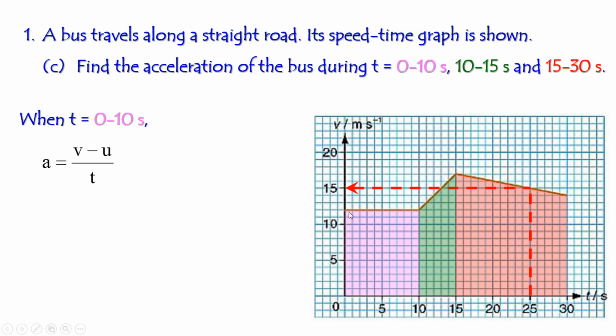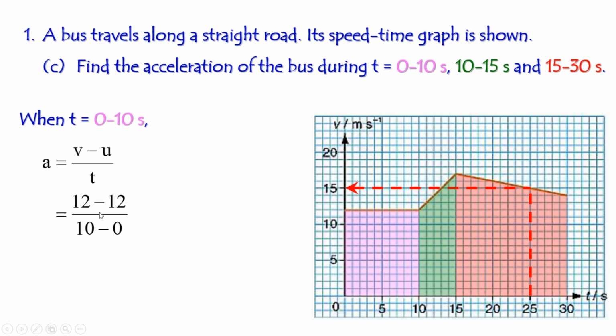So look at the graph again. From 0 to 10 seconds, what is the final speed during this part of the journey? That means the speed of the bus at 10 seconds, which is equal to 12. And the initial speed of the bus is equal to 12 again. And what is the time taken for this part of the motion? It is 10 minus 0. So you can make use of this equation to find out the acceleration.